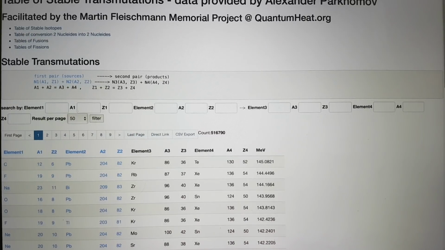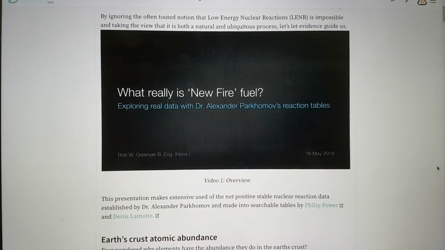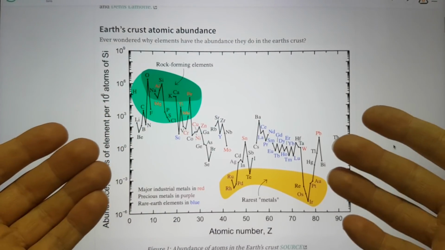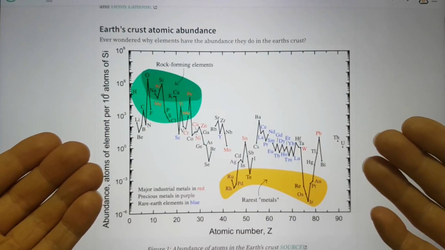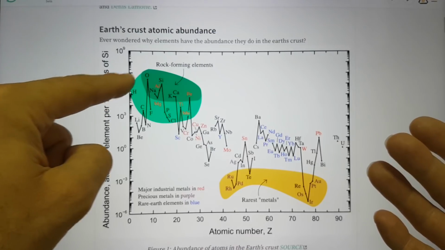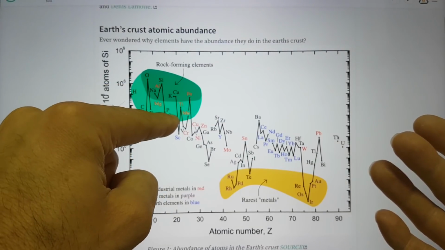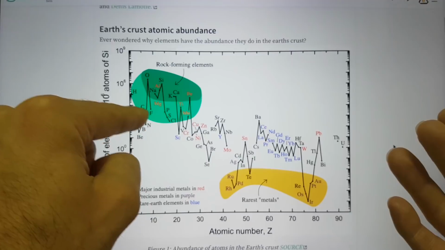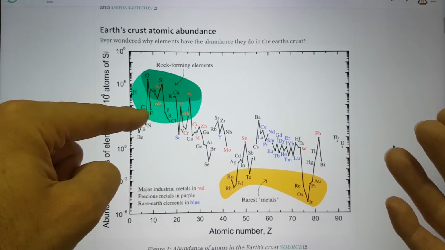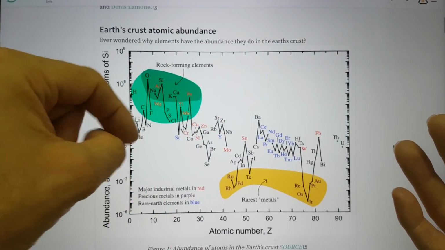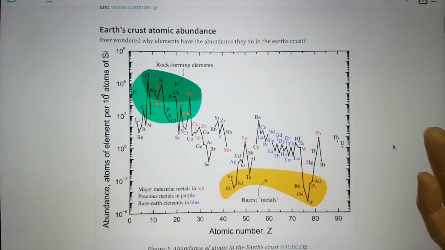Okay, so I want to take you through the presentation for which I've used that data. And I just wanted to first bring up this chart, which is, for me, one of the most interesting things about nature and elements, and that is the atomic abundance in the Earth's crust. And what we see here is these elements like oxygen, silicon, calcium, potassium, iron, titanium, manganese, magnesium, so on. These are what are called the rock-forming elements, and they're fairly light elements, and they are abundant, and they make up a good proportion of what the crust is.